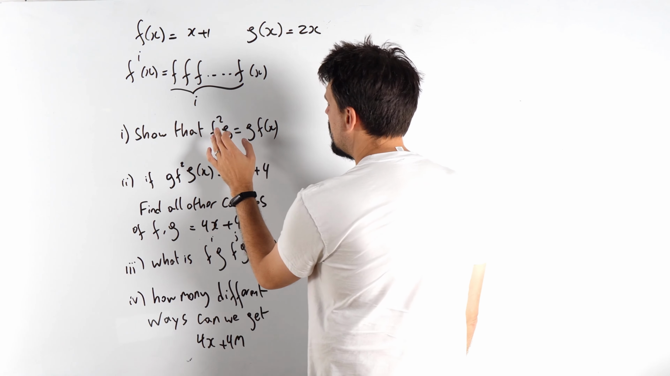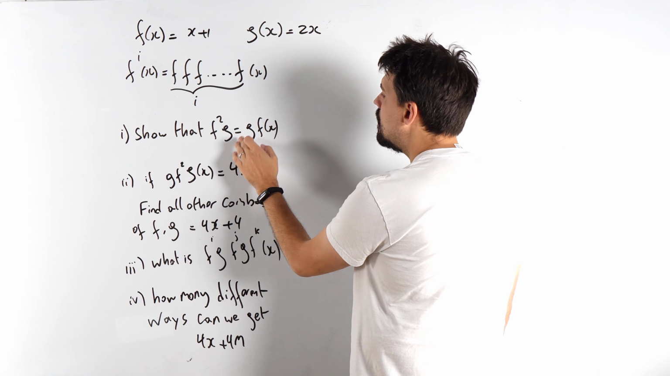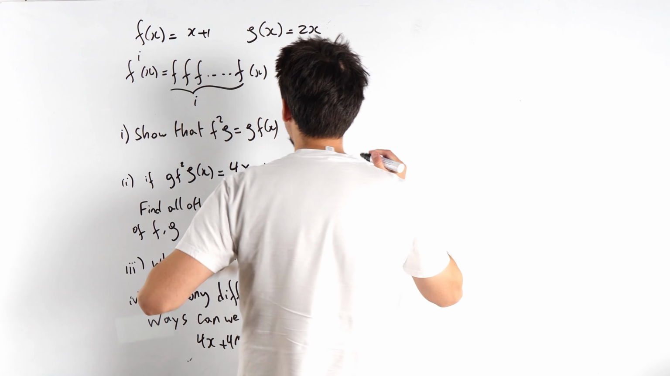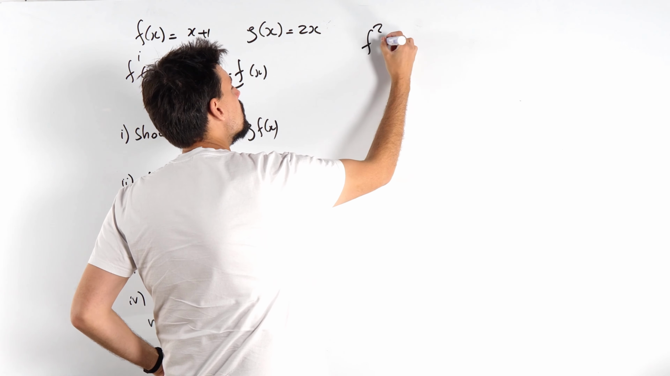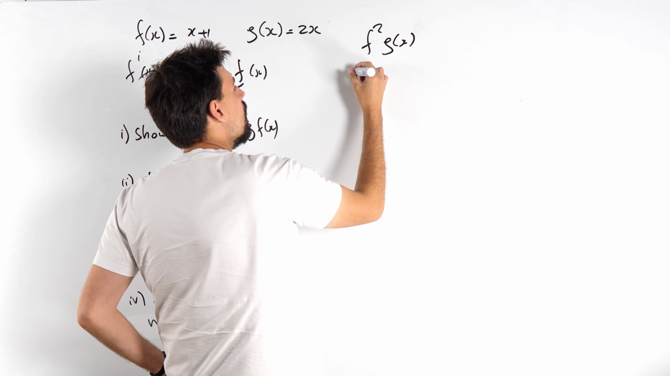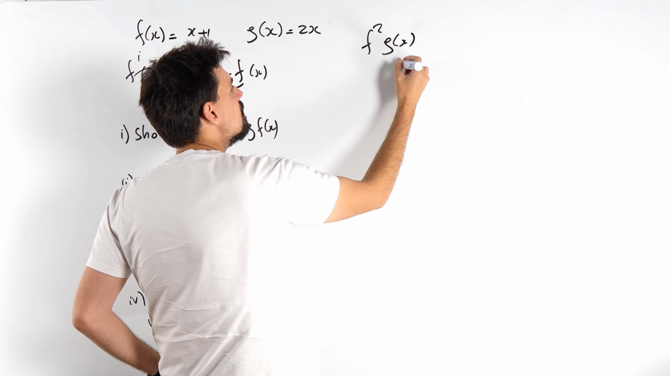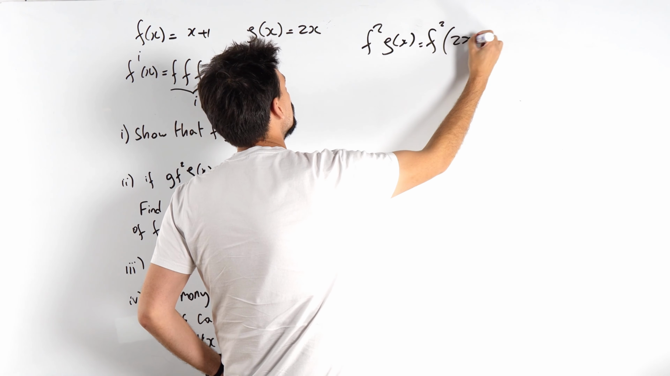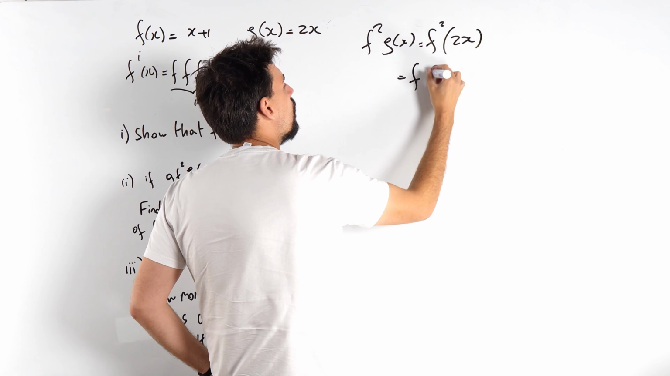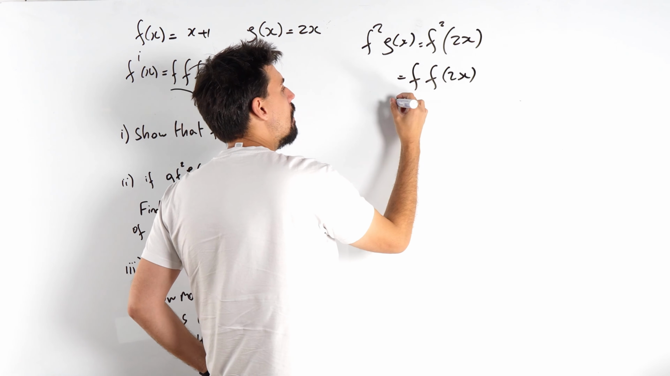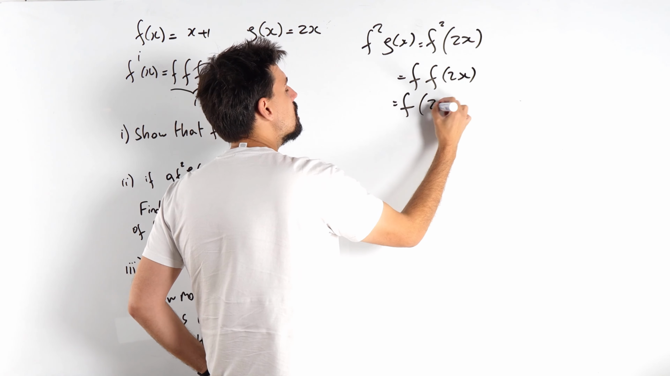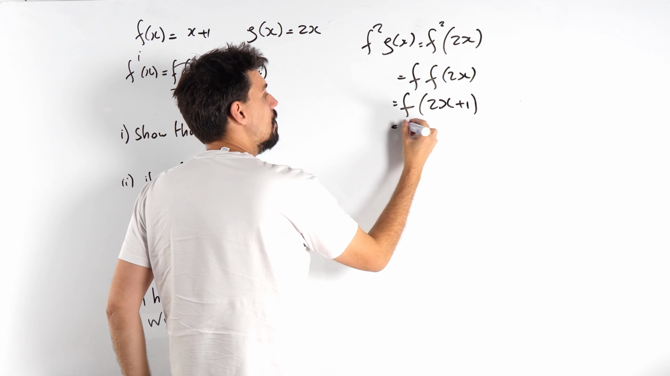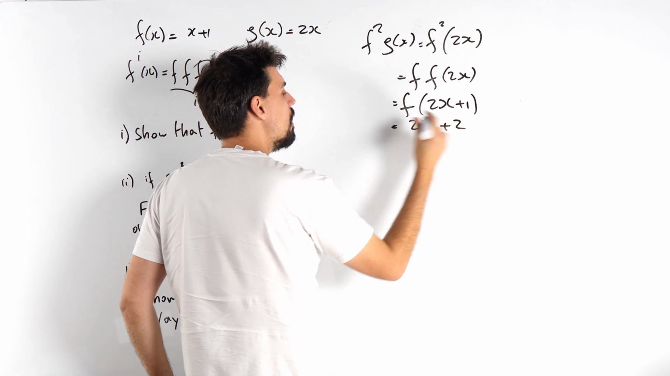First thing we want to show is that f squared g is g f. All right, okay. So let's do both. f squared g of x is f squared of 2x. So that is f of 2x. Now, f of 2x is the input plus 1. So that is 2x plus 2.